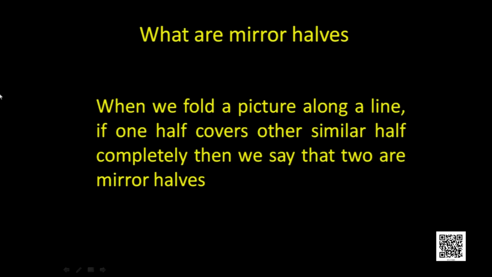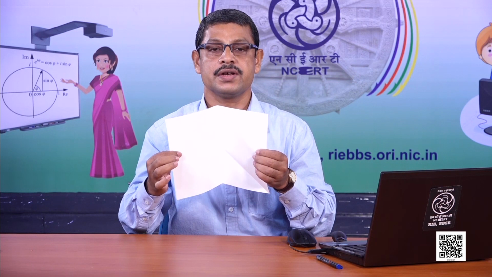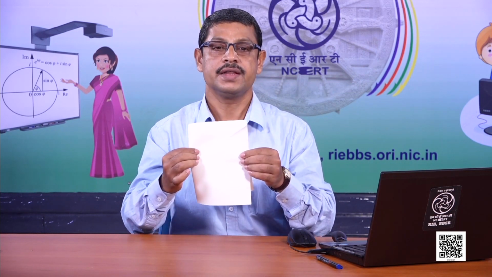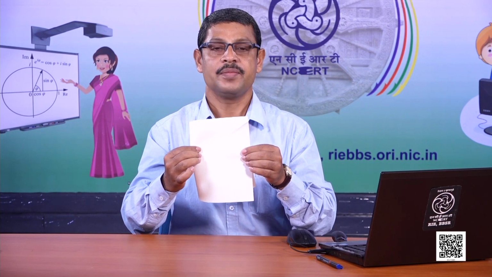When we fold a picture along a line, this is the line, if one half covers the other similar half completely, see this is covering completely, then we say that the two are mirror halves.